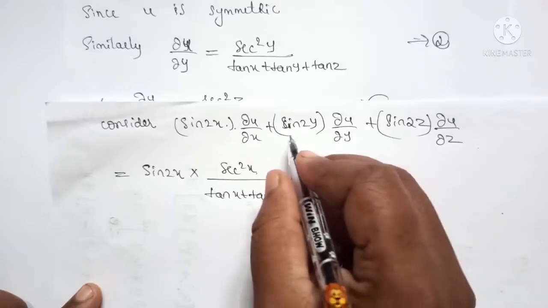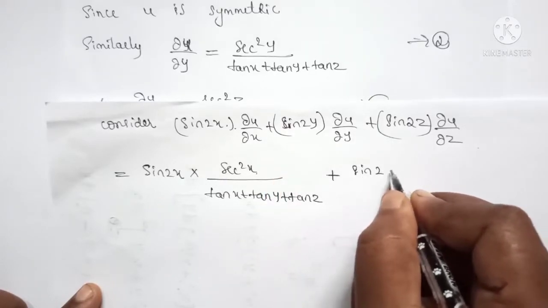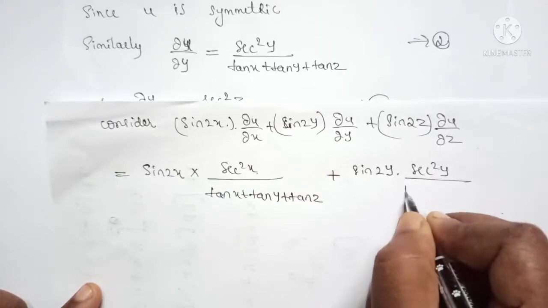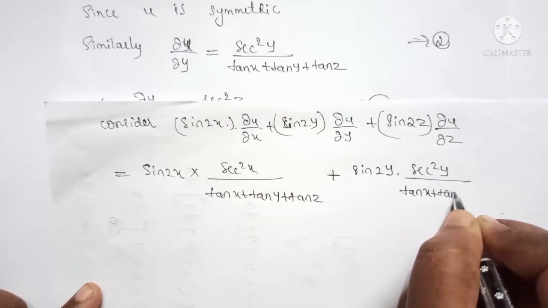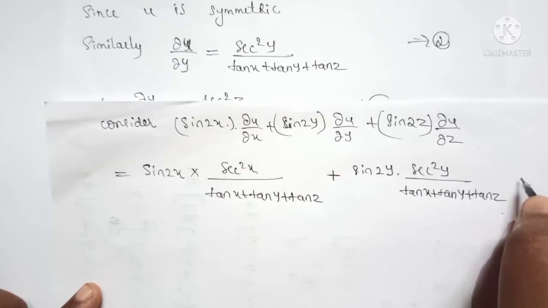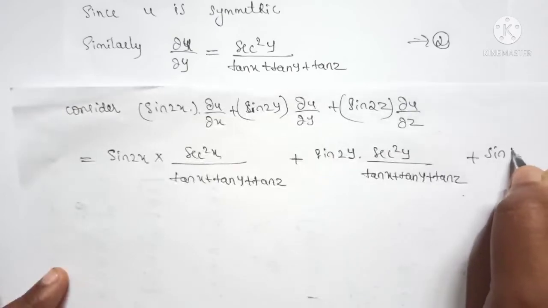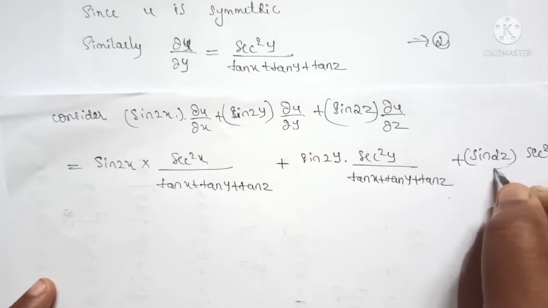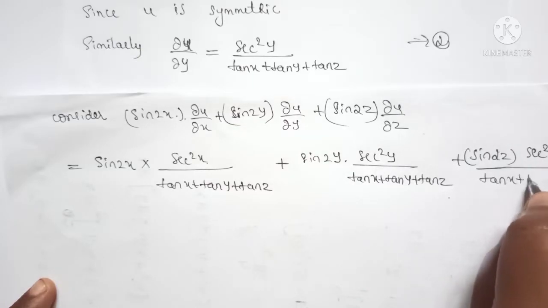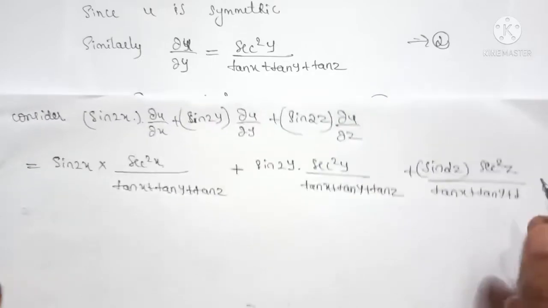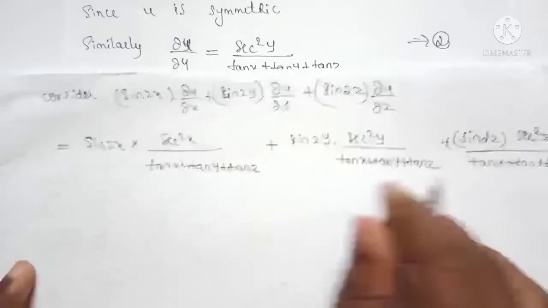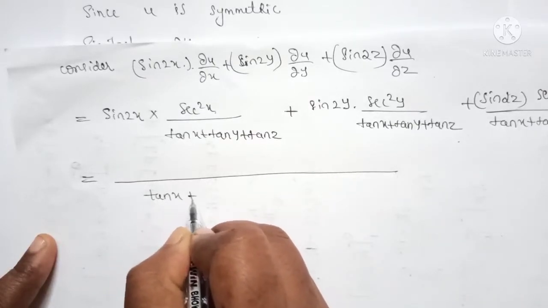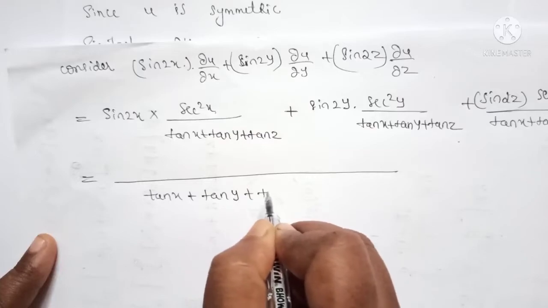plus sin 2y sec²y, denominator tan x plus tan y plus tan z, plus sin 2z sec²z, denominator tan x plus tan y plus tan z, right? In all these three we can take tan x plus tan y plus tan z.